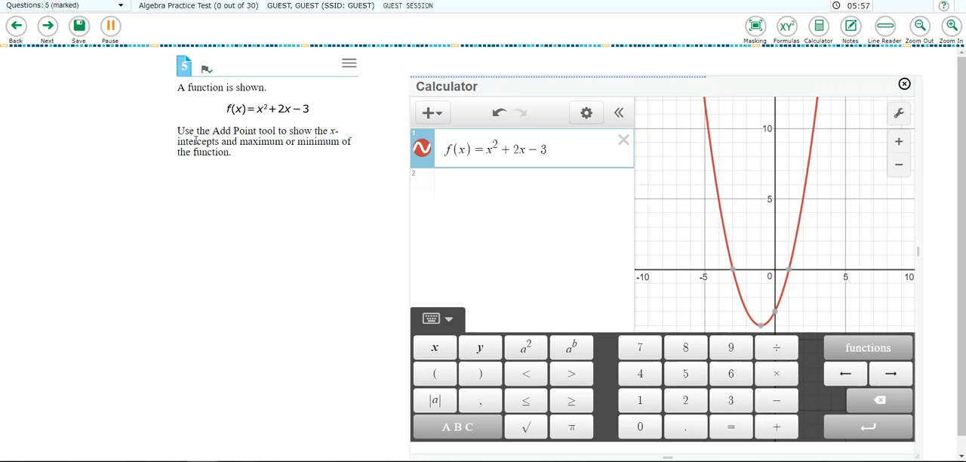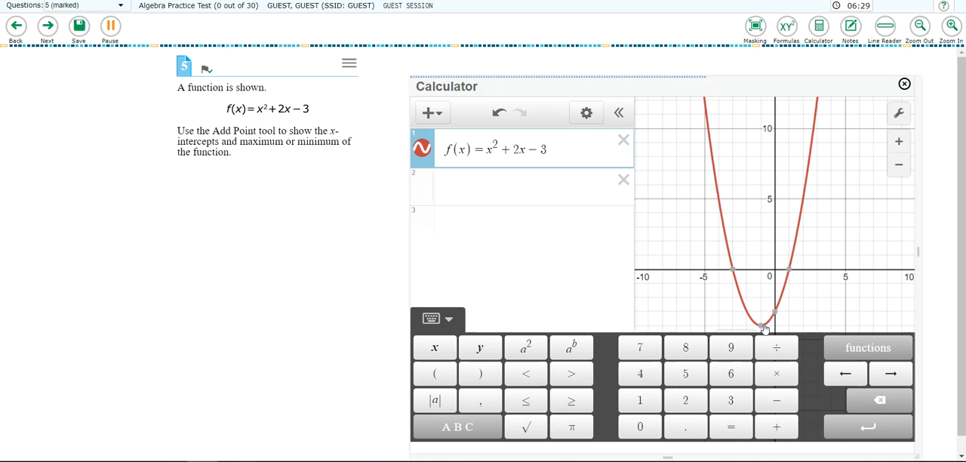And so it says use the add point tool to show the x-intercepts and maximum or minimum. Okay, so first things first. What are the x-intercepts? Definition of an x-intercept is where it crosses the x-axis. Do you see, if I'm on the next line, it still stays lit up. But if I come back and click on this one, it gives me these points for x-intercepts.